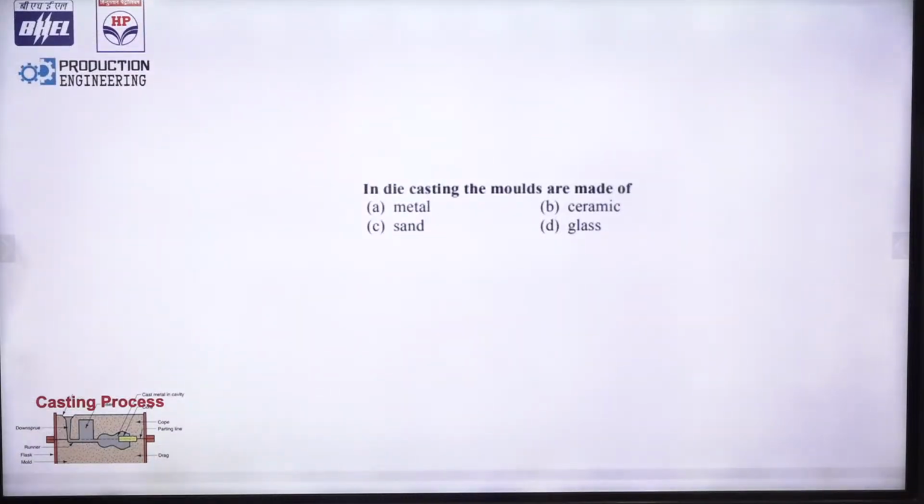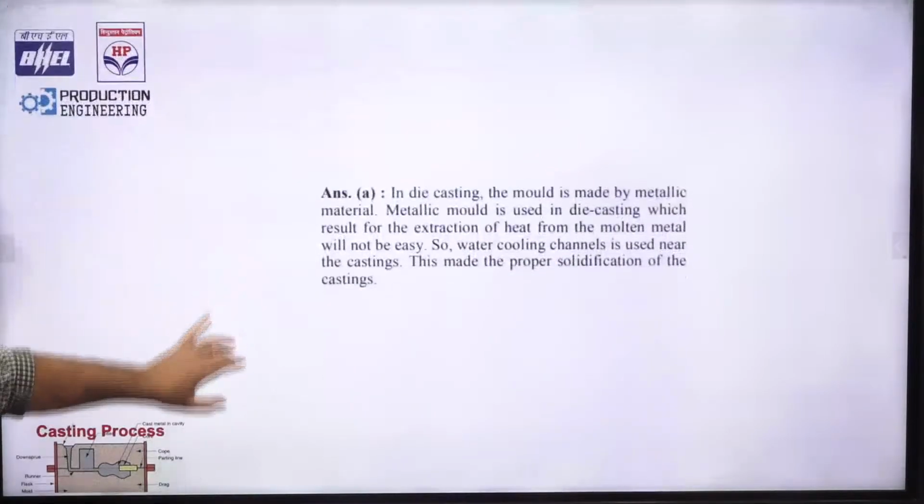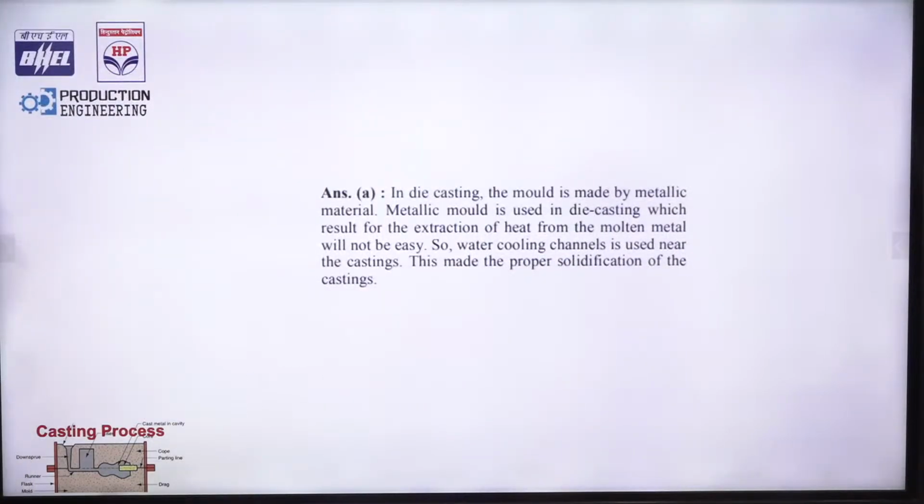Die casting molds are made up of what? In the die casting process, what do you think the molds are made up of? Okay, all of you know the answer. They are made up of metal. The advantage of die casting is that very good surface quality and dimensional tolerance are obtained. Heat can be extracted, and water cooling channels can be used in this.